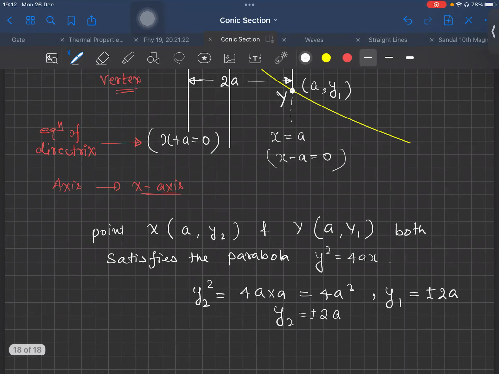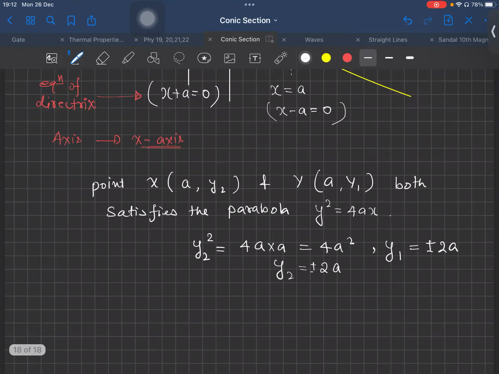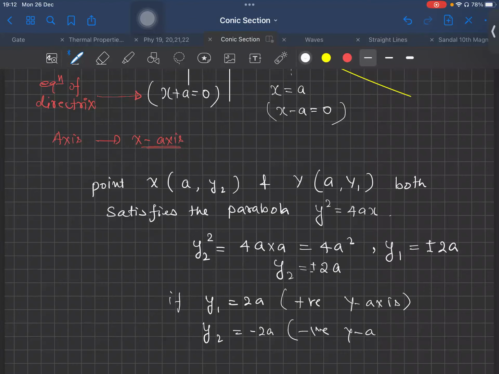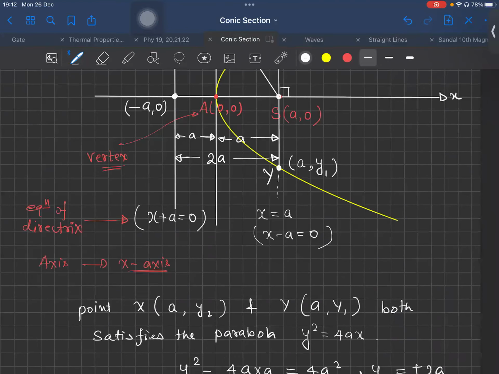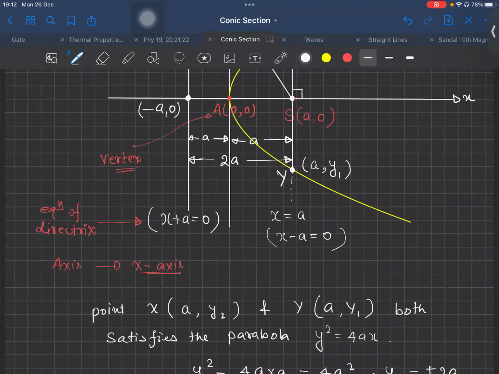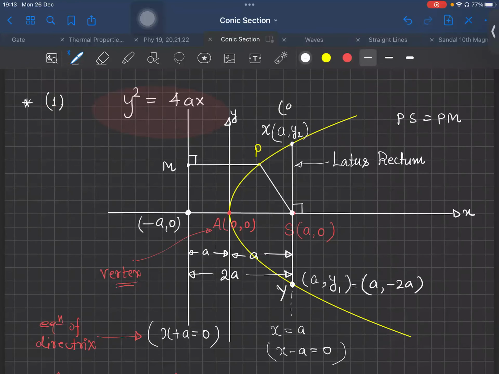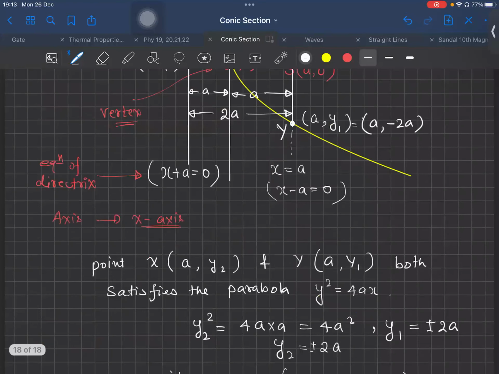That means if y1 is equal to 2a, because it is on the positive y side, the positive y-axis, then y2 is equal to minus 2a, the negative y-axis, right? So this point Y will become (a, 2a), and this point X will become (a, -2a). So the ends of the latus rectum, let me write.